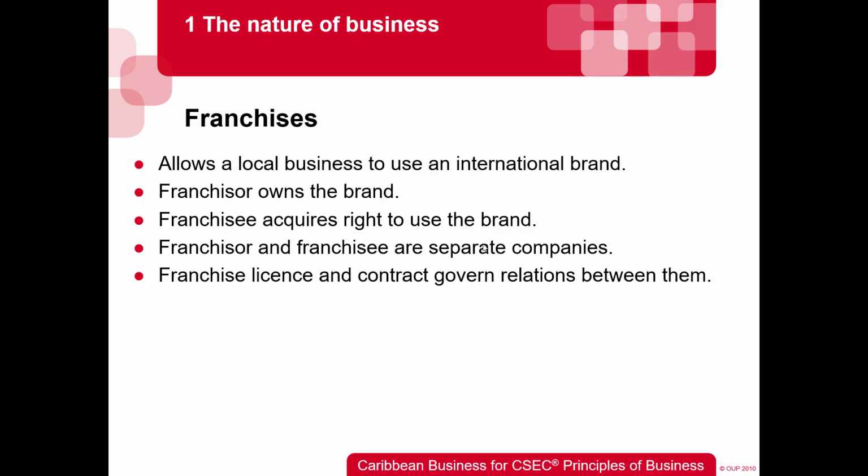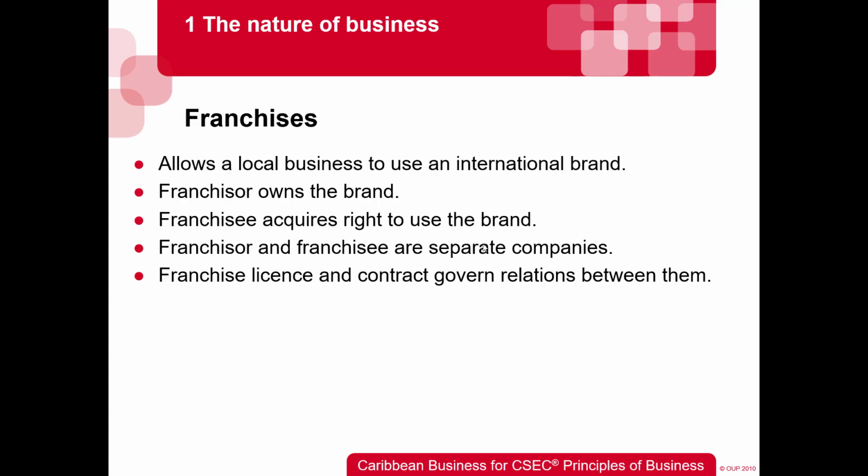So let's get back to the franchise. A franchisor is the person who owns the brand, and the franchisee is the local person who is trying to acquire the rights to use the brand. The franchisor and the franchisee are separate companies. As I explained just now, they are separate. So there is no connection between a Western Union, let's say, in St. Kitts and a Western Union in, let's say, Trinidad. The main connection would be the fact that they are franchises. All right, so that's one of the key differences.